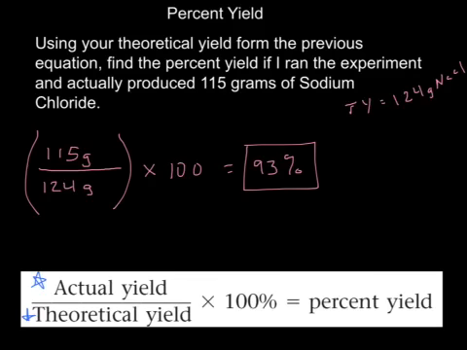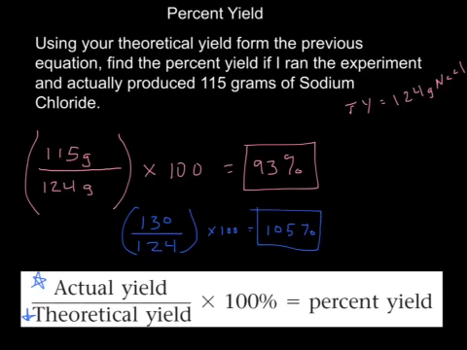Now, say if I actually produced 130 grams, right? My theoretical yield was 124. Okay, I'm going to multiply that by 100. And what is that going to give me? Well, you can see that my numerator is greater than my denominator. That's going to give me 105%. If you run into this, double check, make sure you did not flip-flop, make sure you didn't accidentally flip your theoretical and your actual yield.